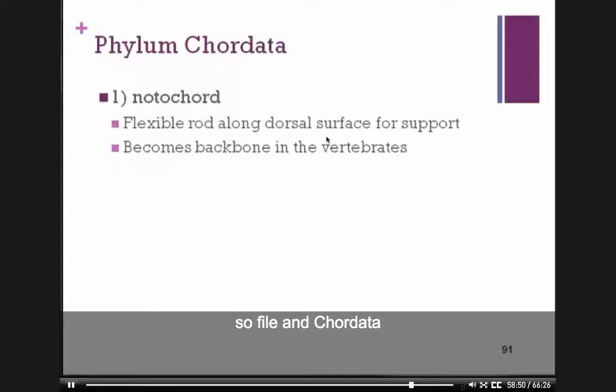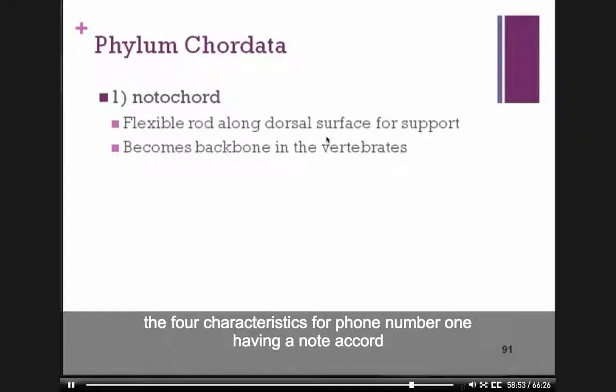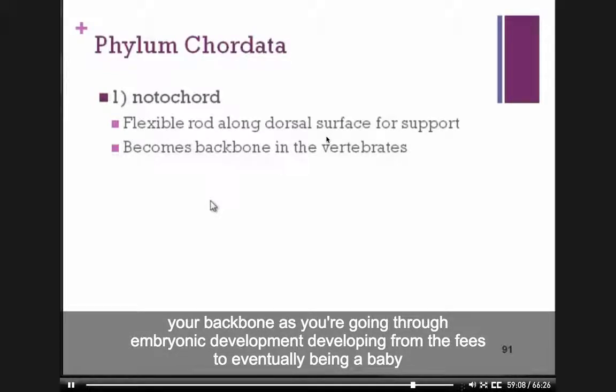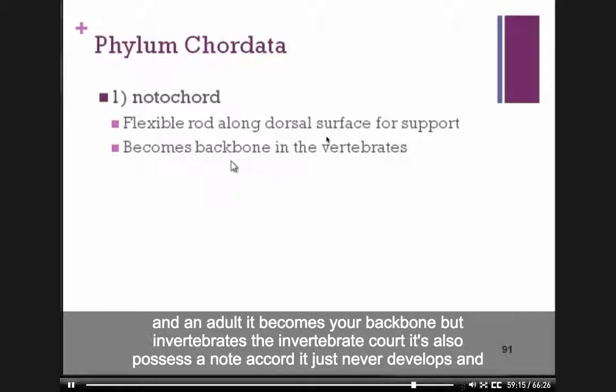So, phylum Chordata. The 4 characteristics. Number 1, having a notochord. A notochord is a flexible rod that runs the length of your body along your back, or your dorsal surface. In your case, that flexible rod becomes your backbone as you're going through embryonic development, developing from a fetus to eventually being a baby and an adult. It becomes your backbone. But the invertebrate chordates also possess a notochord. It just never develops into bone.